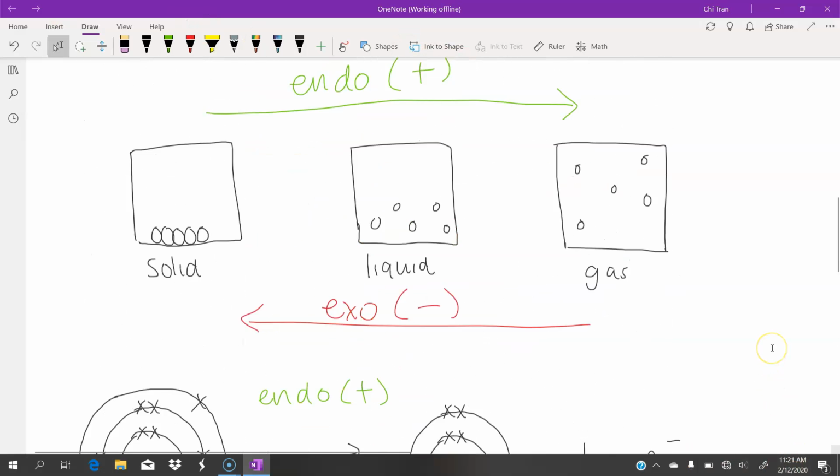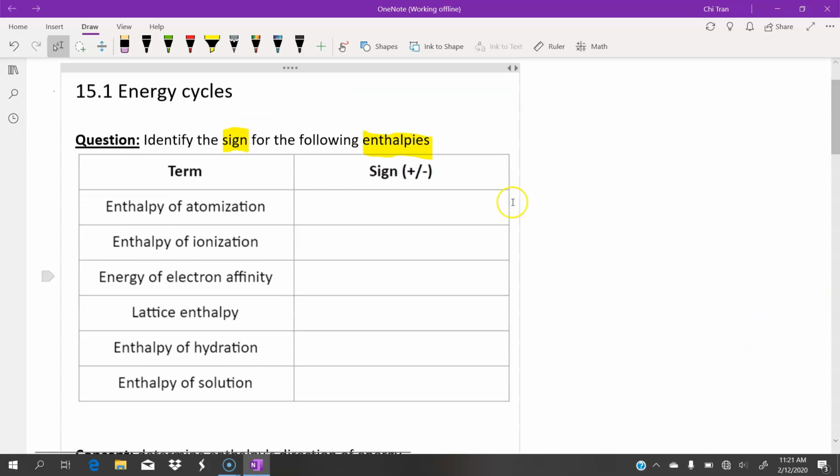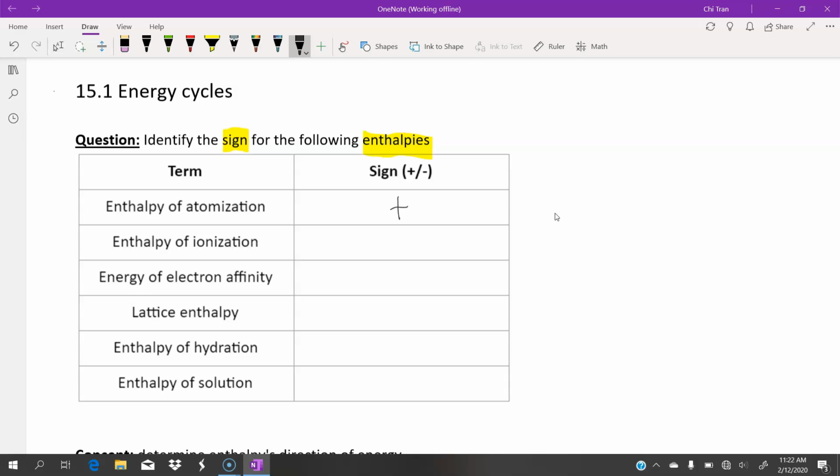So if we were to go back to our question, we can look at the different scenarios of each enthalpy. So first we have the enthalpy of atomization, and an example of that is changing state from a solid to a gas, for example. And since we're going from a solid to a gas, it requires energy, or there's an absorbing of energy. So it's an endothermic reaction. The sign is positive. Moving on is the enthalpy of ionization. It's the removal of an electron, so it requires energy. So it's an endothermic reaction. The sign is also positive.